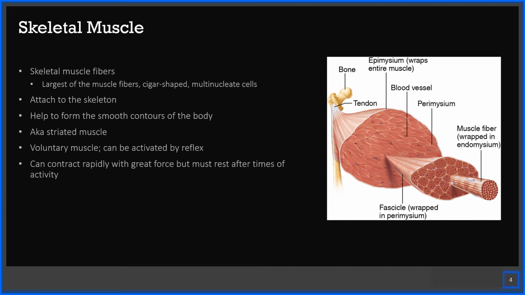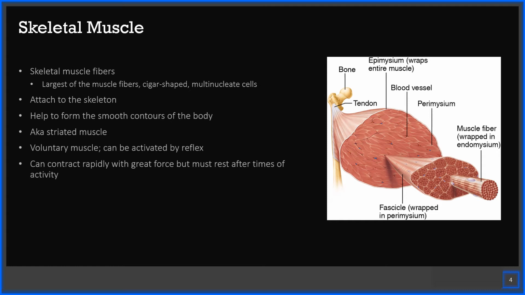They attach to the skeleton or, like I said, in some cases the skin itself. They help to form the smooth contours of the body. It's striated muscle, known as striated muscle. You know, it appears to have stripes. It is, again, a voluntary muscle, which can be activated by reflex. It can contract rapidly with great force, but must rest after times of activity.